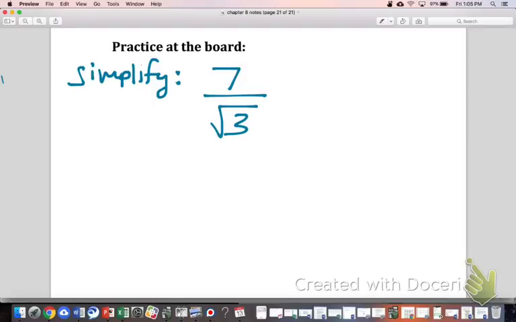Anders and Colby, yep, I think that looks good. Did you get it? 7 root 3 over 3. Yeah. Okay, you guys are doing really great so far. Should be 7 root 3 over 3 after you've rationalized. Okay. Good.